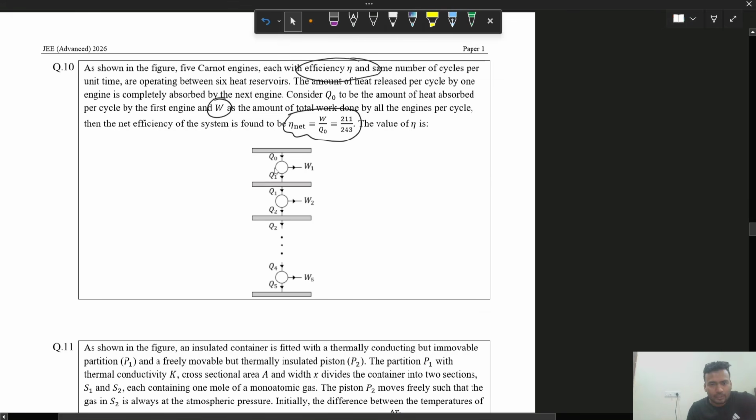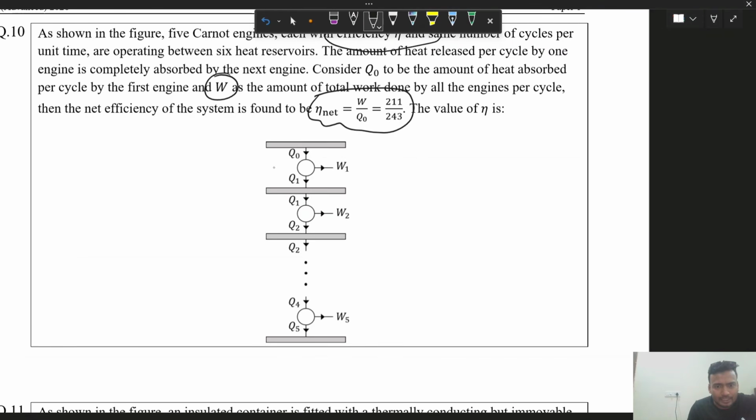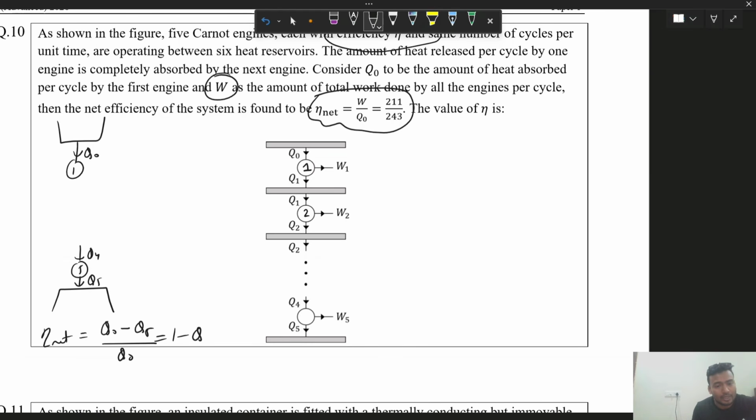If you carefully observe it, better I take this as the first engine, and then this is the second. You can think of it this way: the first engine is taking Q naught heat, and the last one, the fifth one, was taking Q4 and is rejecting Q5. So if I talk about eta net, what is the intake at the initial point? Q naught. What is finally exiting to the sink? Q5 divided by Q naught. So it is 1 minus Q5 by Q naught, and it is given to you.